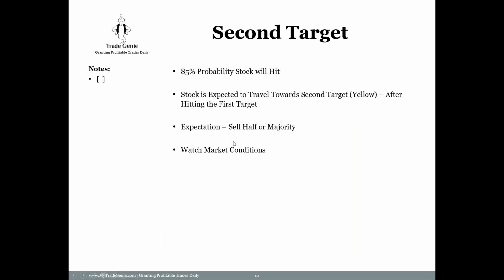The expectation is that you will receive an alert to sell half or the majority of your position at the second target. You expect that I will be sending you the alert, because when I get the alert, I sell, and you need to sell. And also watch the market condition.